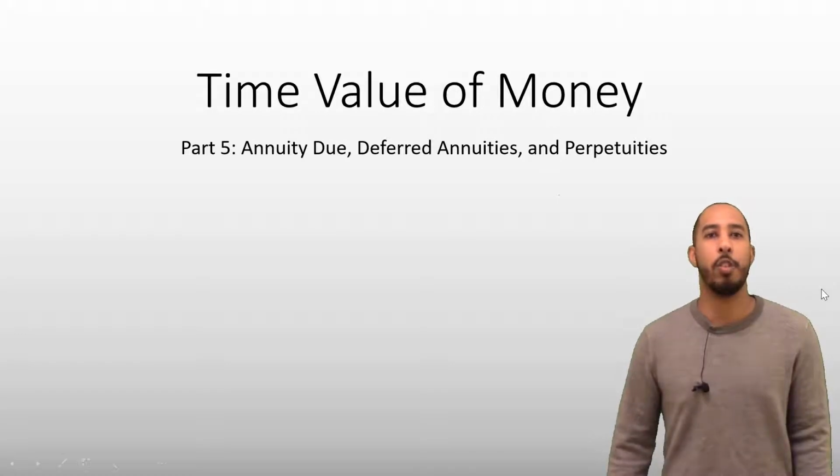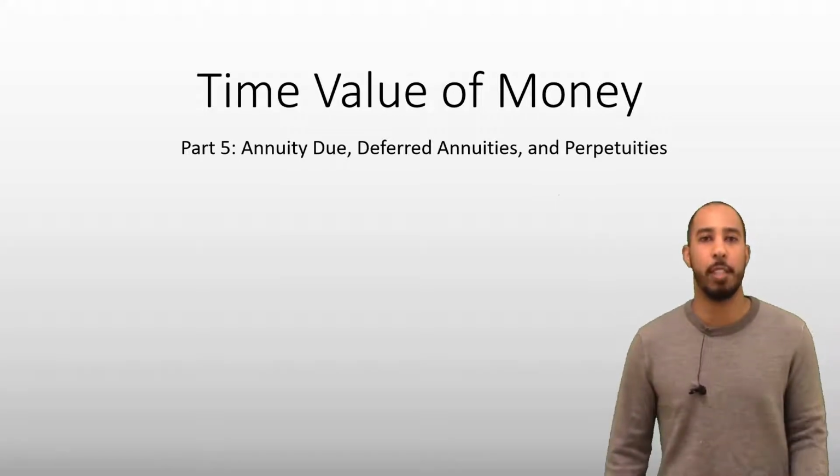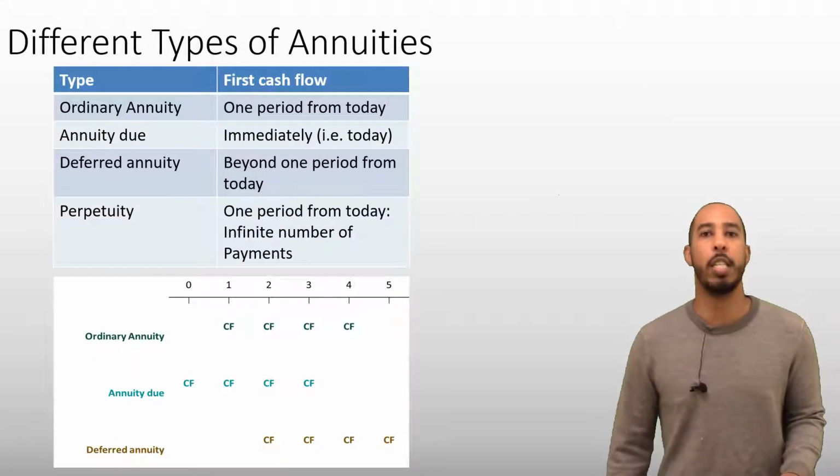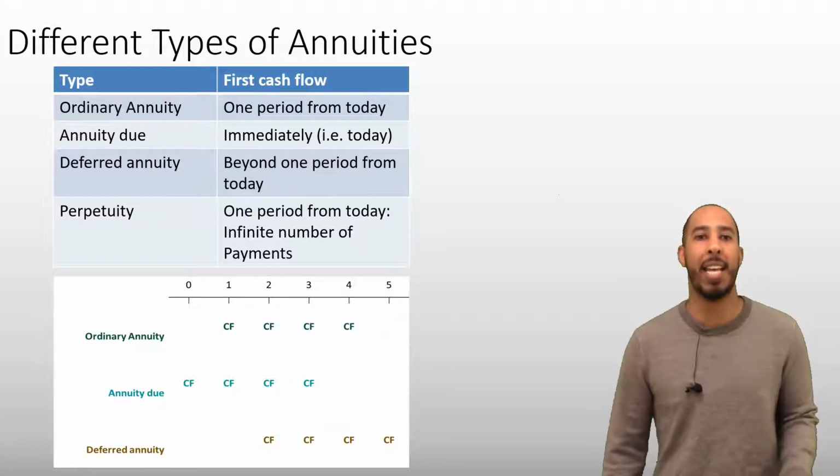In the last video, we introduced the concept of multiple cash flows and extended that idea towards valuing ordinary annuities. Here, we're going to work with some other special types of annuities. We're going to work with annuity dues, which are annuities in which the first cash flow occurs immediately. As you can see on the timeline, the first cash flow for the annuity due happens at time 0.